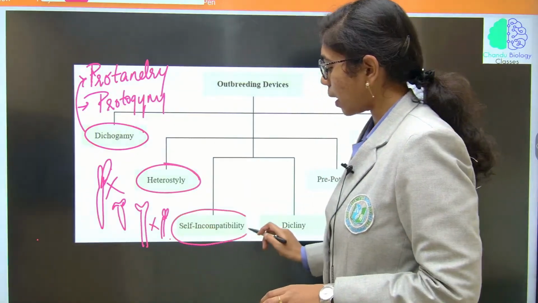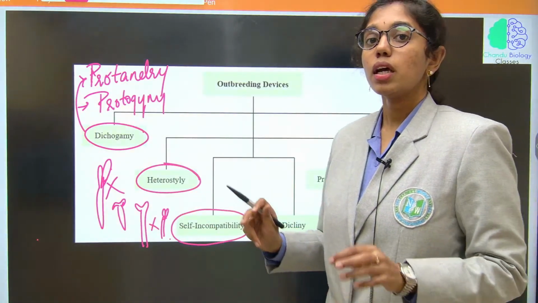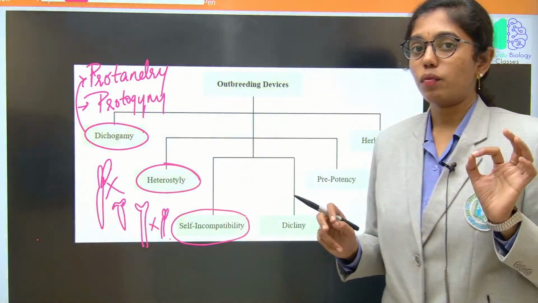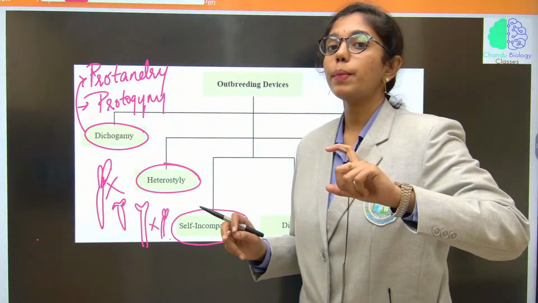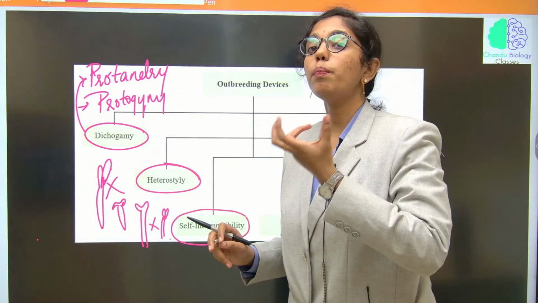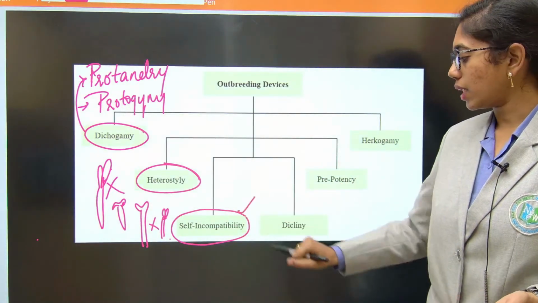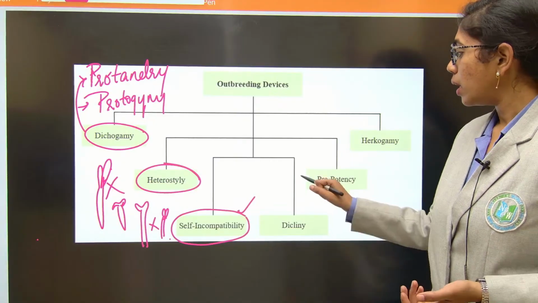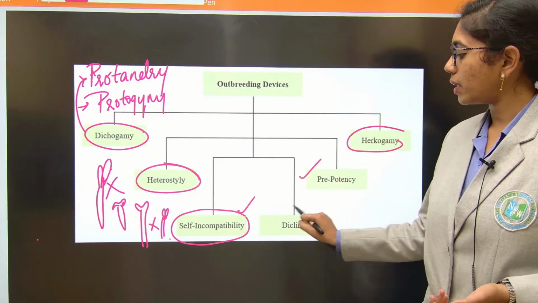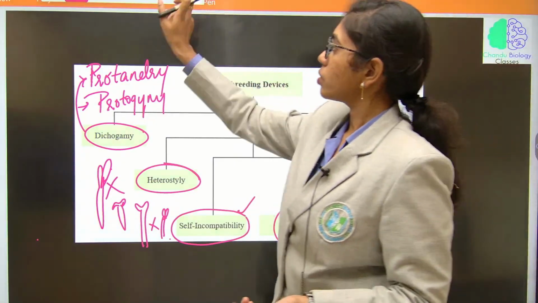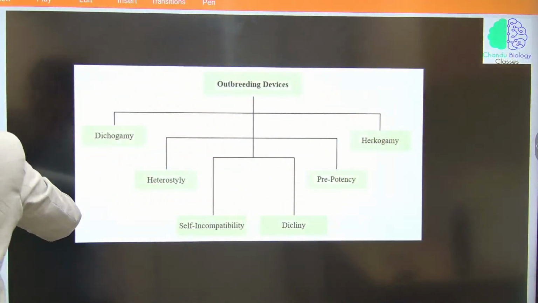And self-incompatibility, where the chemical dialogue that we have discussed, that is the compatibility of chemicals between the pollen outer coat and stigma papillae, will not match in the same flower. That is self-incompatibility. Prepotency, hercogamy and dicliny are also the same. So these are the outbreeding devices.